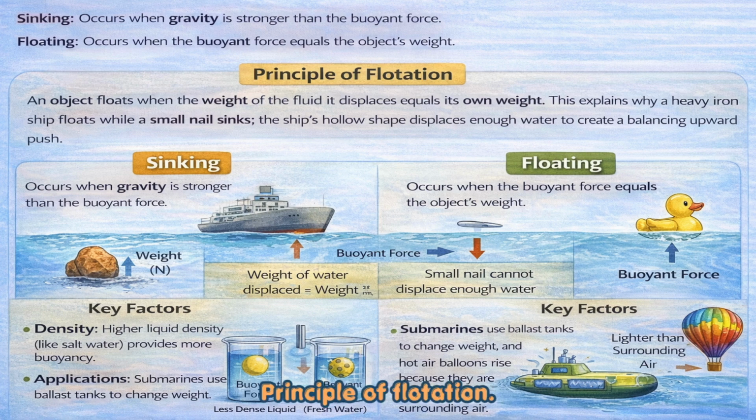Principle of flotation. An object floats when the weight of the fluid it displaces equals its own weight. This explains why a heavy iron ship floats while a small nail sinks. The ship's hollow shape displaces enough water to create a balancing upward push.